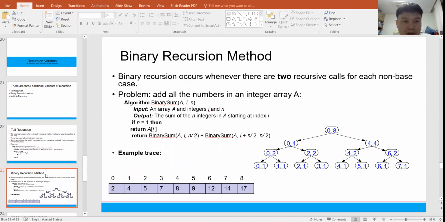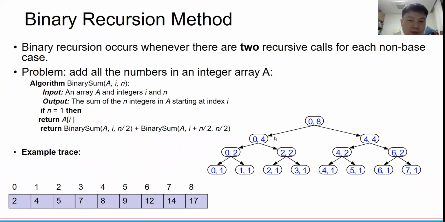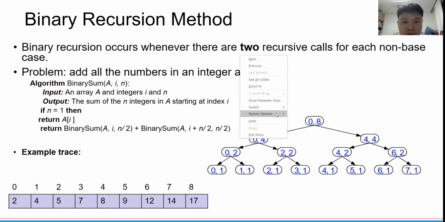The next one is about the binary recursion method. This is another type of recursion. In the first example, we learned about binary search, and this one is about binary recursion. It occurs whenever there are two recursive calls for each non-base case. So this is the underlying principle: we are using two recursive calls. What does it mean?